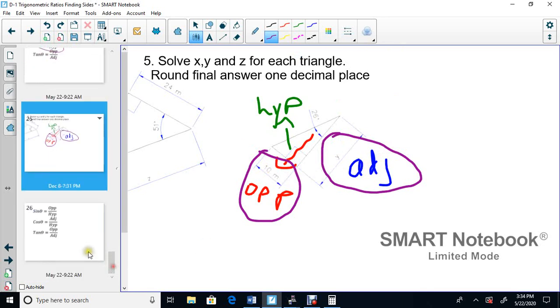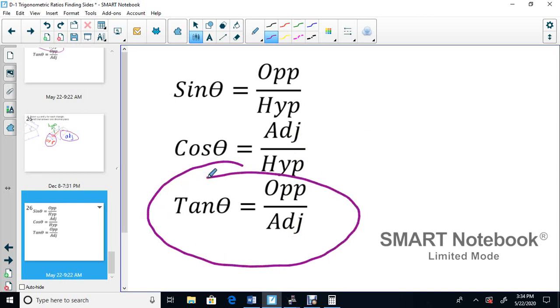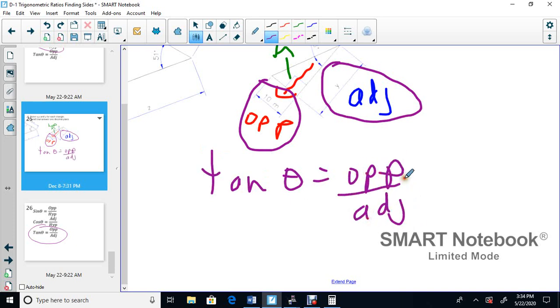We go to our ratios. We need opposite and adjacent. Looking at our three ratios: opposite hypotenuse, no. Adjacent hypotenuse, no. Opposite adjacent, tan ratio, we're going to use this ratio. Tan of theta is opposite over adjacent. We write tan theta equals opposite over adjacent. Step 2, fill in the information. Tan of the angle 26.